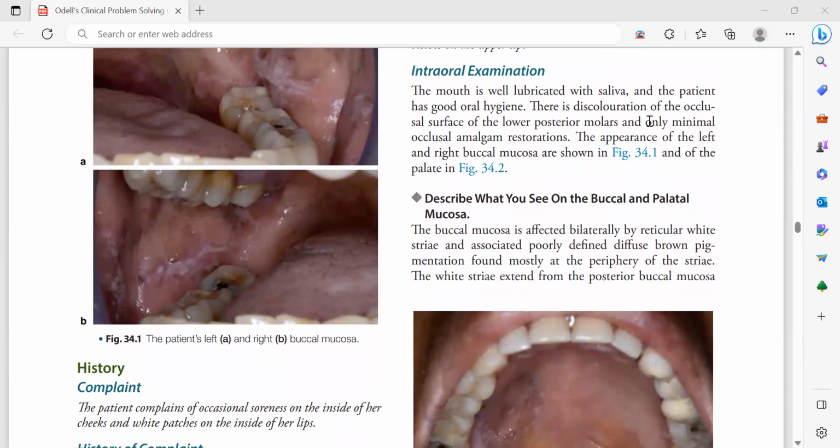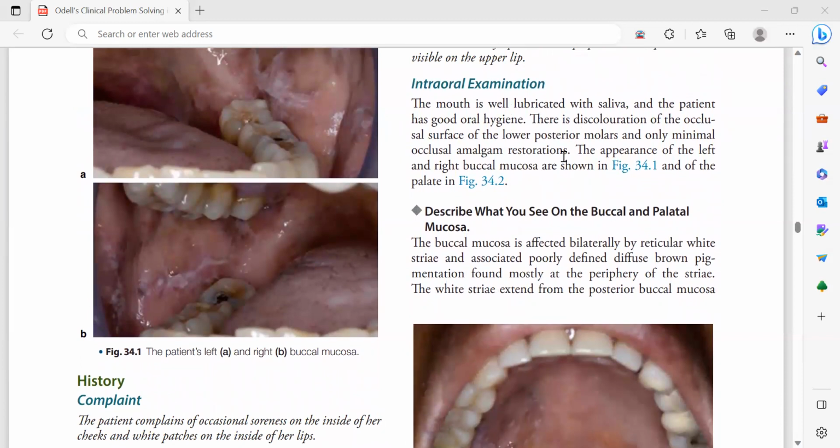Then inside her mouth, the mouth is well lubricated with saliva, and the patient has good oral hygiene. There is no discoloration of the occlusal surface of the lower posterior molars, and only a minimal occlusal amalgam restoration. Why have they given this line here? Because they want to exclude a lichenoid reaction. We read in TG that the lichenoid reaction is a contact hypersensitivity to dental restorations, mainly amalgam. In this case the patient has an amalgam restoration, but it is only in the occlusal area and is not in contact with any mucosa.